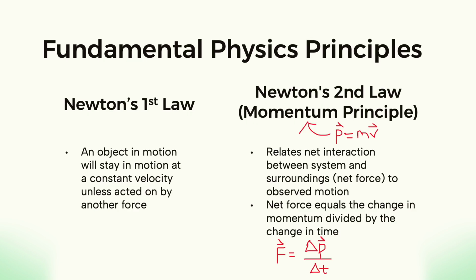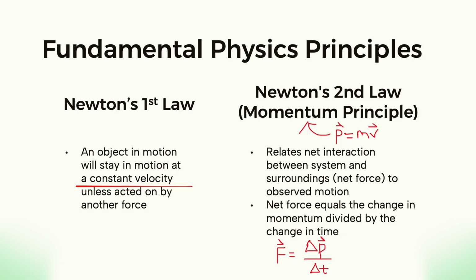So to understand this experiment better, we need to talk about some fundamental physics principles, mainly Newton's first and second law. Newton's first law states that an object in motion will stay in motion at a constant velocity unless acted on by another force. For this lab, we're mainly focused on the constant velocity part of this.